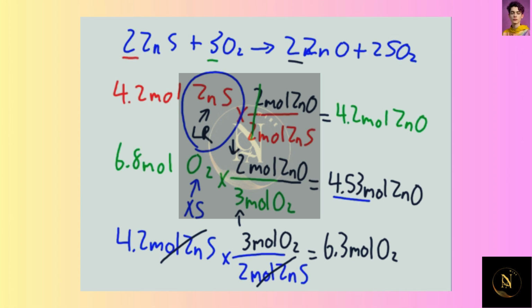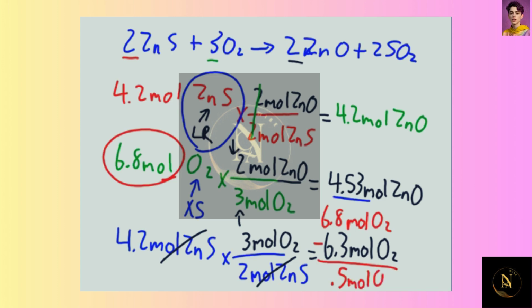But we also know that we started with 6.8 moles. So if we subtract how much is consumed from how much we had, we would get that there would be 0.5 moles of oxygen present when this reaction wraps up, since it was excess.